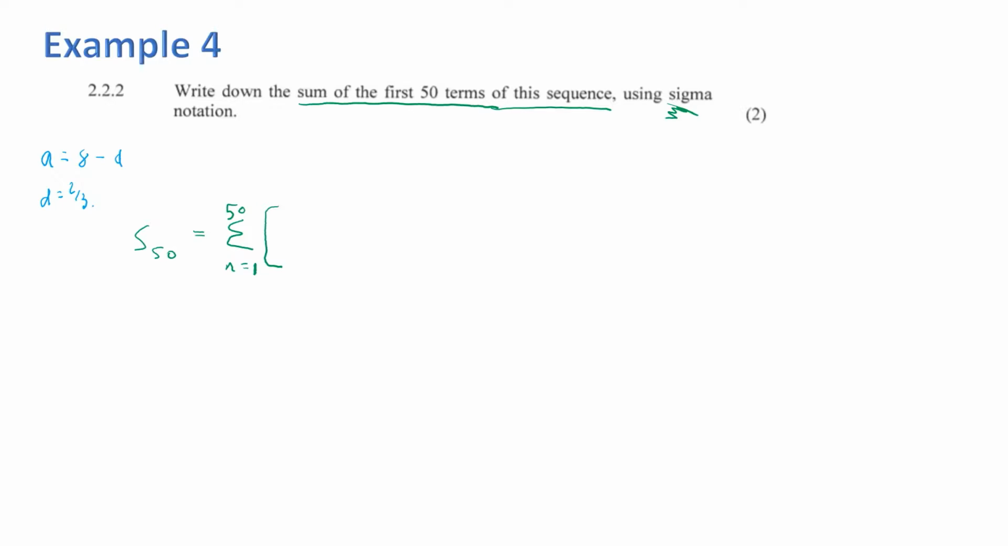So we have A, which we haven't calculated yet. So A equals 8 minus a third. Well, that is 7 2/3. Sorry, jumping ahead. 7 1/3. So we have 7 1/3 over here, plus n minus 1 times 2/3. Sigma notation. 2 marks.